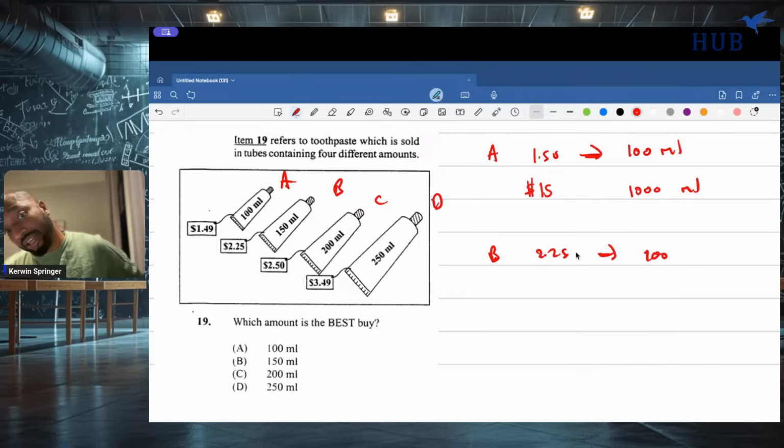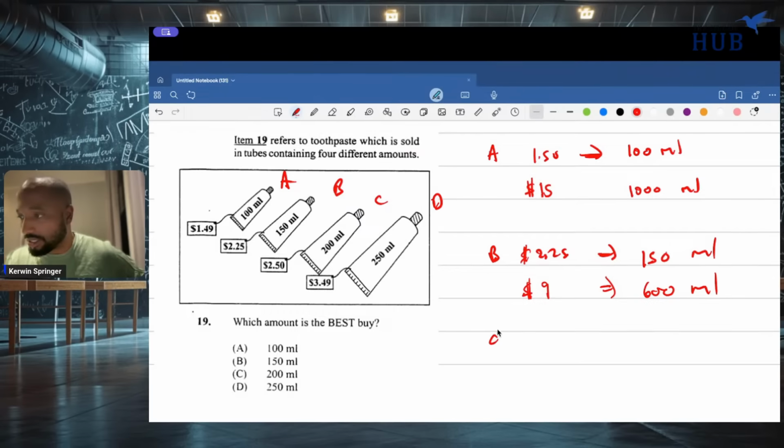Now B. This is $2.25 for 150 milliliters. I need to get rid of that 25, so I'm just brainstorming here to see if I can find a fast way to do this in the exam. 225 times 4 gives $9. And I multiply the 150 by 4, so 600 ml.